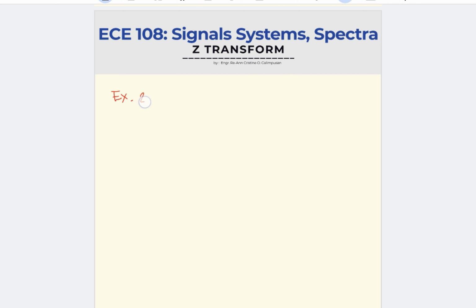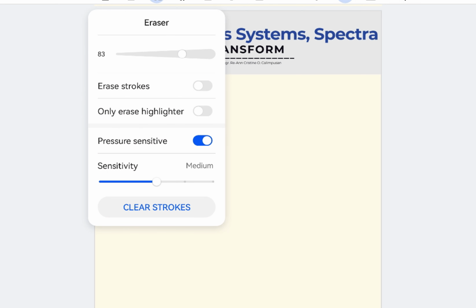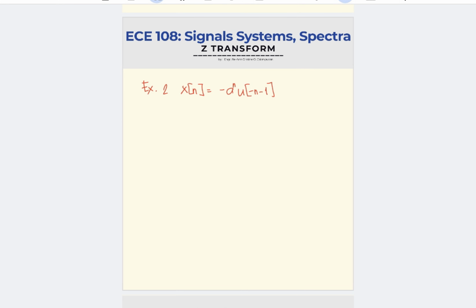So we have to continue the example. We have the example number 2 rather. So we have x of n equal to negative a. x of n is equal to negative a to the power of n u of negative n minus 1. So determine the range of values where the unit step is existing.